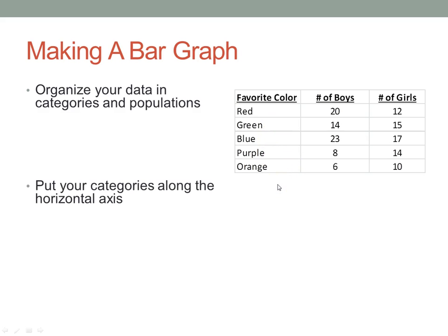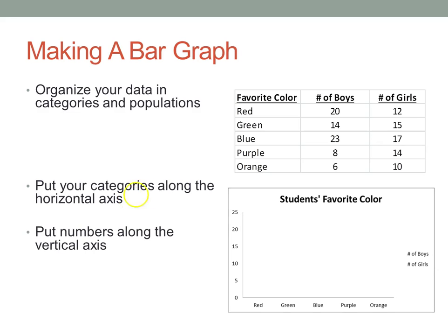So now what I want to do is, once I have my table filled out, I want to put my categories on the horizontal axis, and I want to put my numbers on the vertical axis. So this is what it looks like. You see my categories? I have red, green, blue, purple, and orange, just like here.